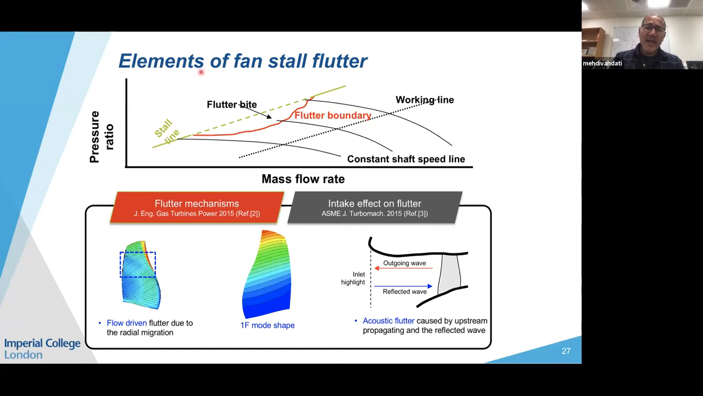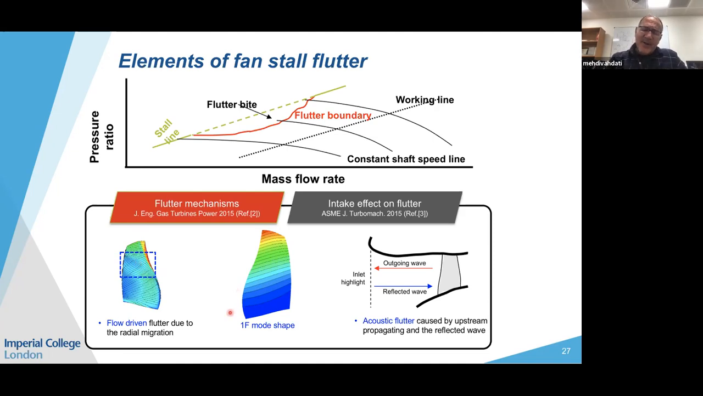So our work has shown that the elements of fan stall flutter, which gives you this flutter bite, are first of all the nature of flow on the suction side of the blade. So this is the suction side of the blade. The flow is coming from right to left from this direction. And what happens is at certain conditions, you start getting radial migration of the flow up the blade. This is one of the elements of stall flutter. This is not unsteady. This is just a radial migration of a sort of 3D separation, but the blade is still working on stall with positive pressure ratio.